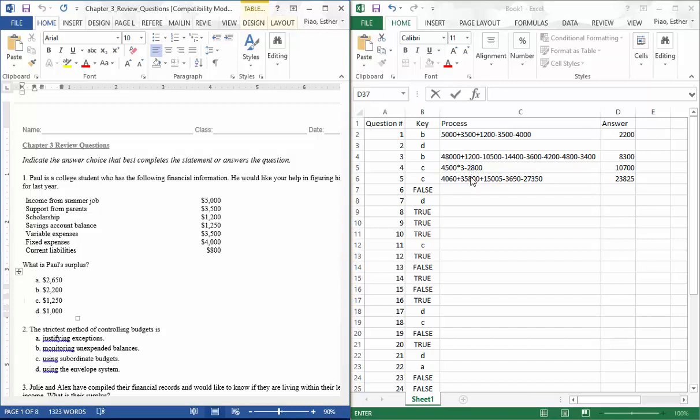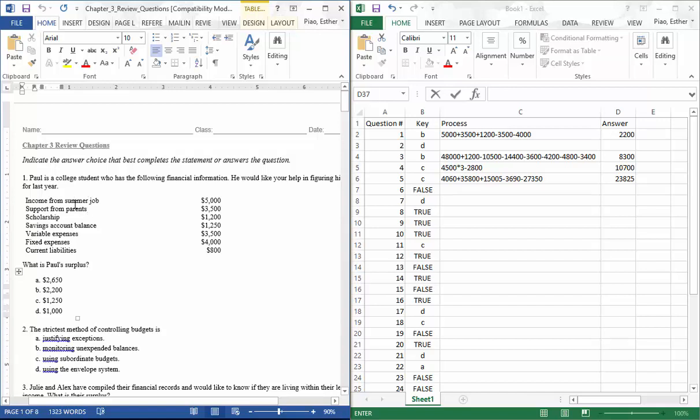Okay, they need further clarification. So the first question here is you need to help Paul. Paul is a college student who has the following financial information, and he'd like help figuring out his surplus for last year. So surplus, you can get the surplus or deficit from the cash flow statement. Therefore, you need to review all these transactions one by one. If a transaction needs to be included in the cash flow statement, you pick it, and you need to exclude it if it is not for the cash flow statement.